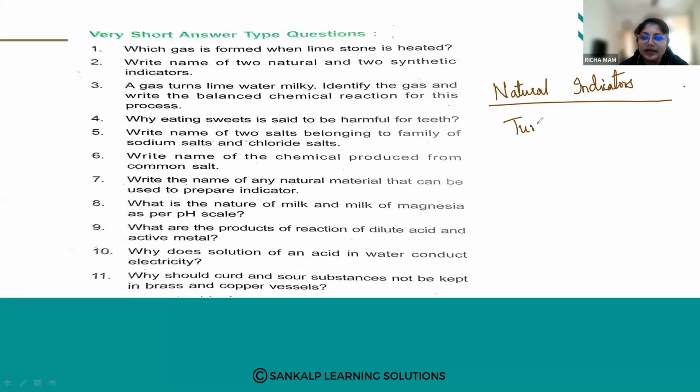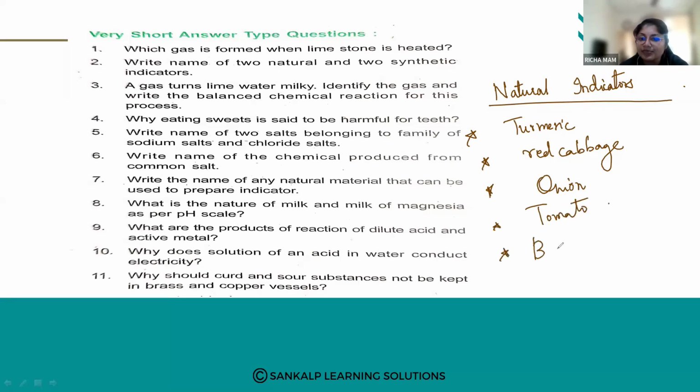Like turmeric. Turmeric is a natural source from which you can prepare an indicator. Then red cabbage is another. Then onion, tomato, and beetroot. So these are some of the examples of natural indicators.